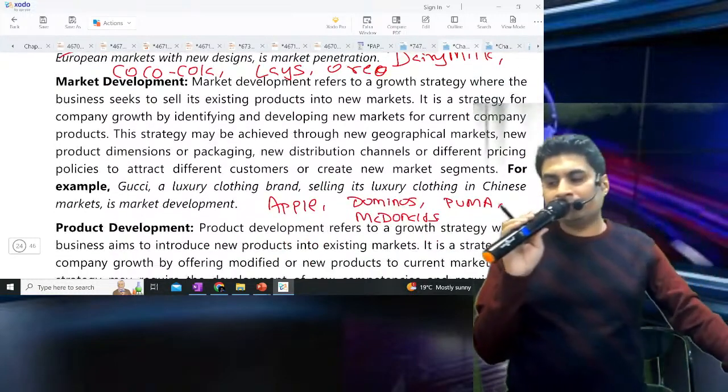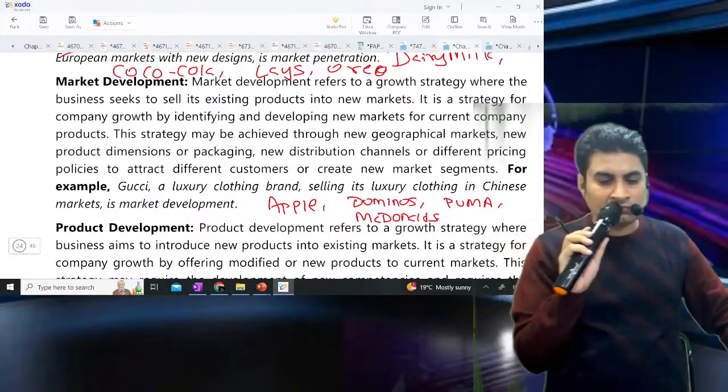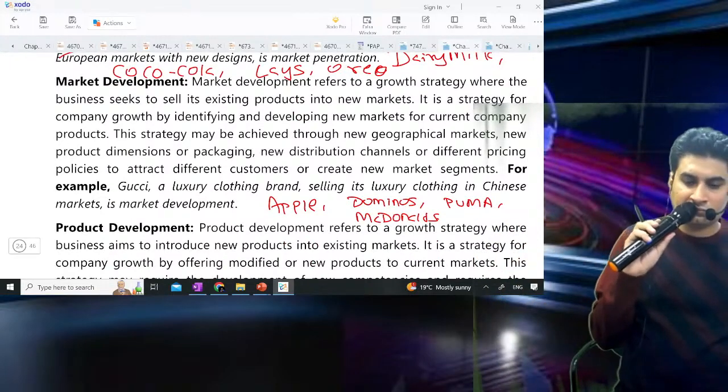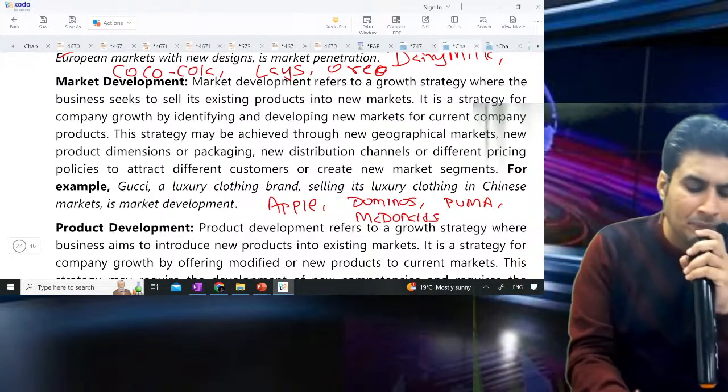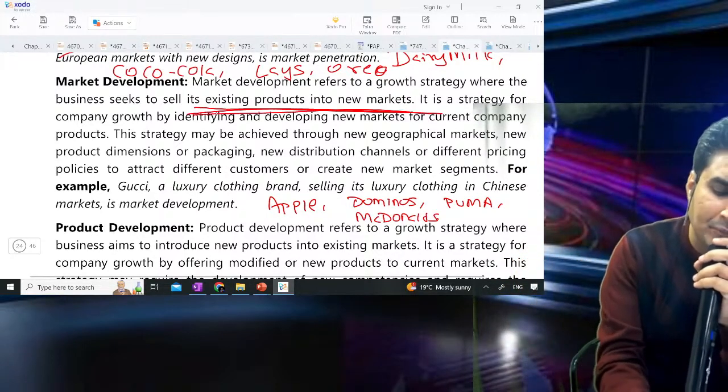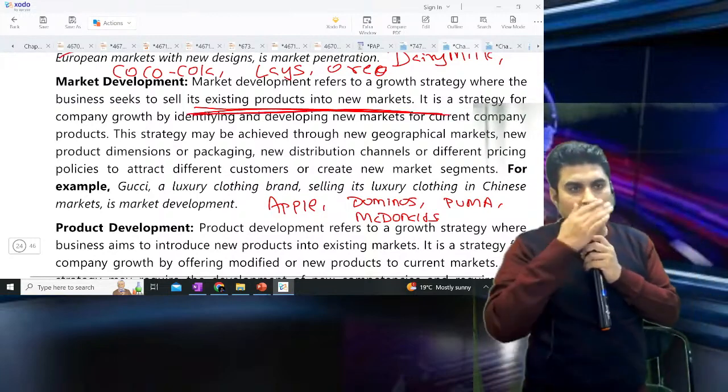Market development. Market development refers to a growth strategy where the business seeks to sell its existing product into new markets. Underline two words: same product, new market. Same product, new market. Moving on.